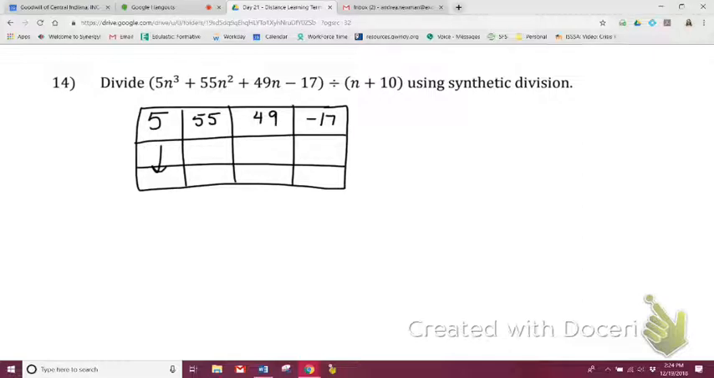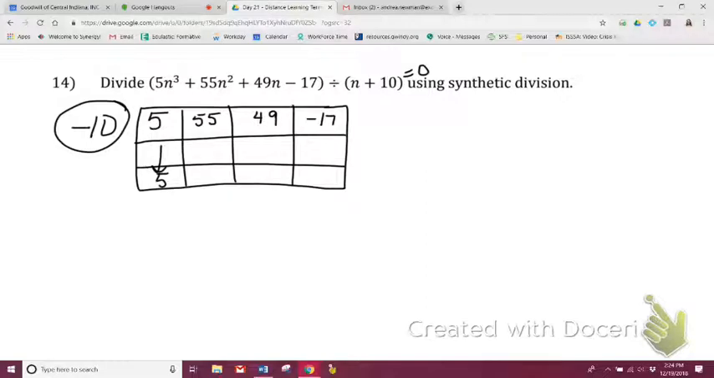How do you determine your magic number that goes outside your box? Set n plus 10 equal to 0. If n plus 10 equals 0, what does n have to equal? Negative 10. So my magic number is negative 10. What are you going to do with that negative 10? Multiply. So bring that first coefficient down. Bring the 5 down.